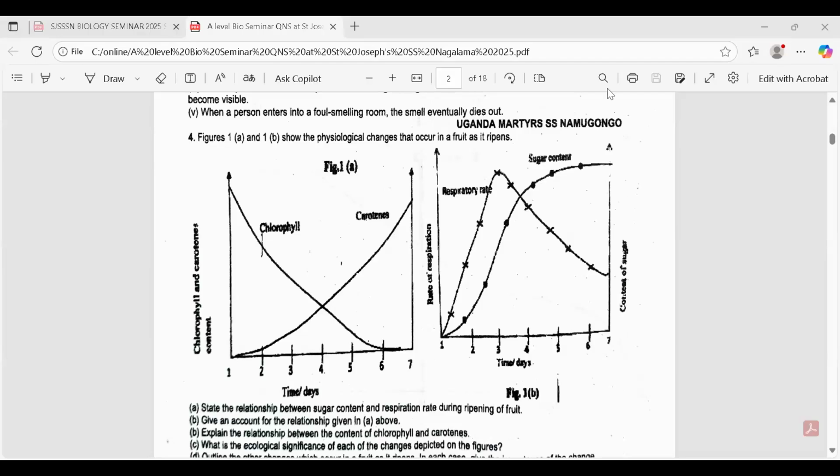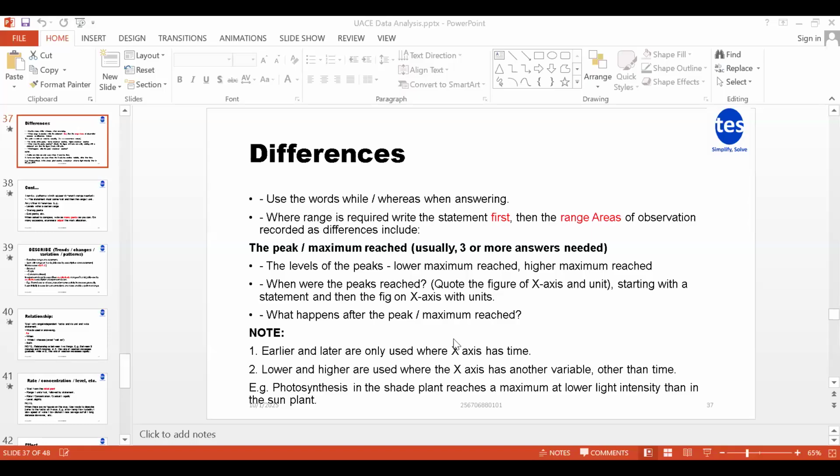Okay, so let's briefly talk still about handling those graphs. Then we can come back to the questions. We continue with them. So we were here on the differences. I hope we were noting some things.